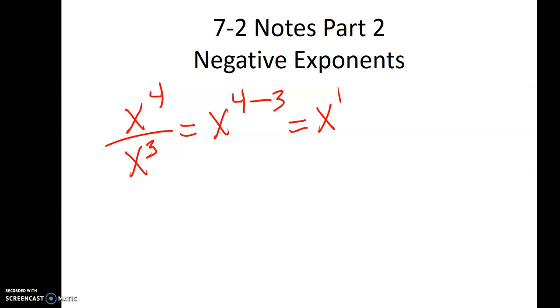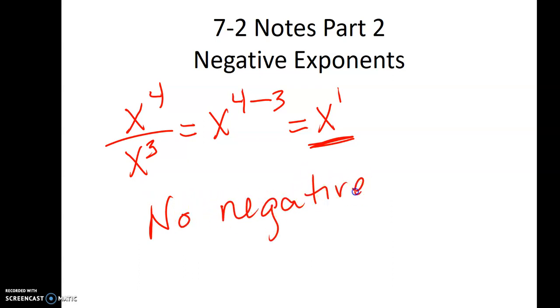What's going to happen today is we're going to get some negative exponents. What we need to know is that in our simplified expression, in our final answer, there can't be any negative exponents. So that is a big thing to know: in a final answer, there can't be any negative exponents. Let's begin.